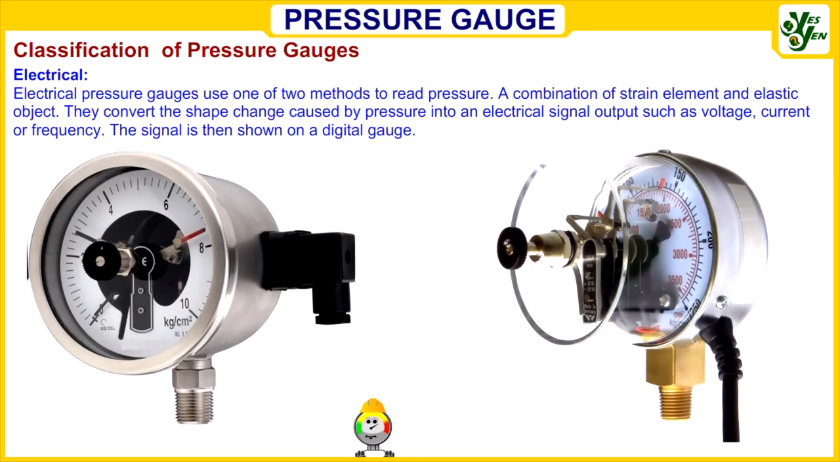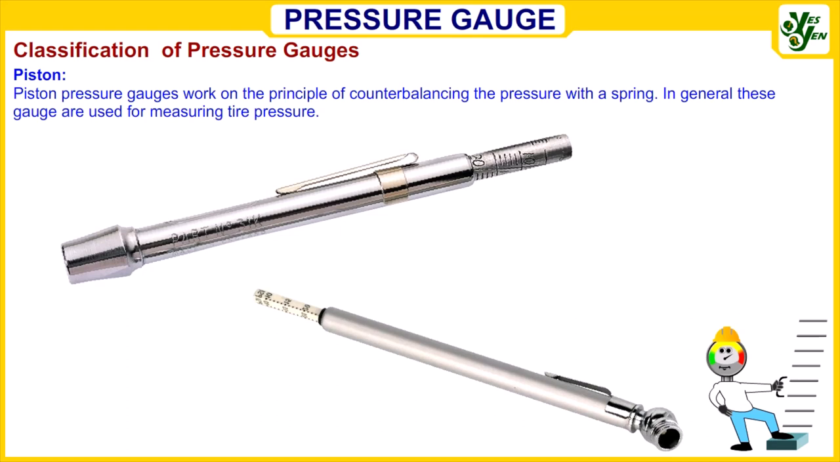Classification of pressure gauges. Piston. Piston pressure gauges work on the principle of counterbalancing the pressure with a spring. In general, these gauges are used for measuring tire pressure.